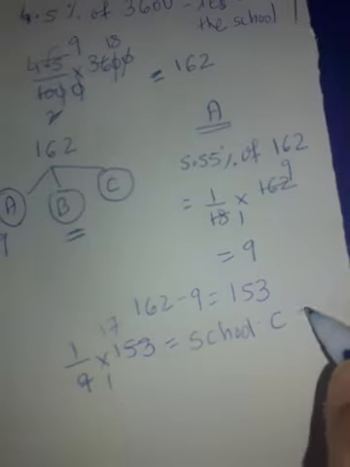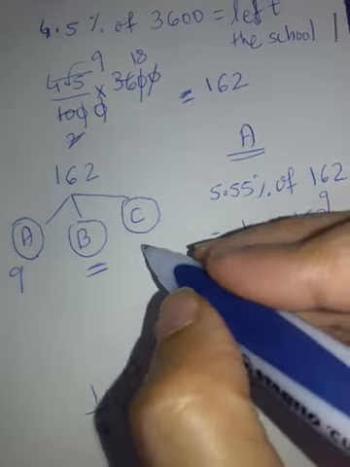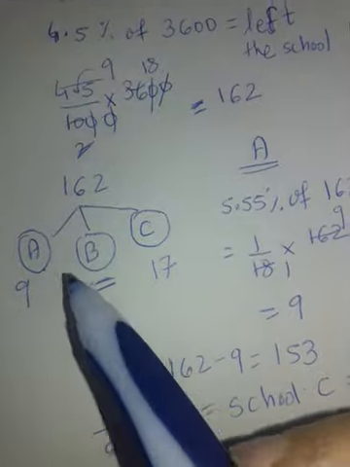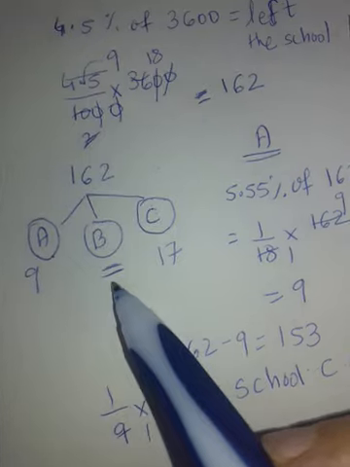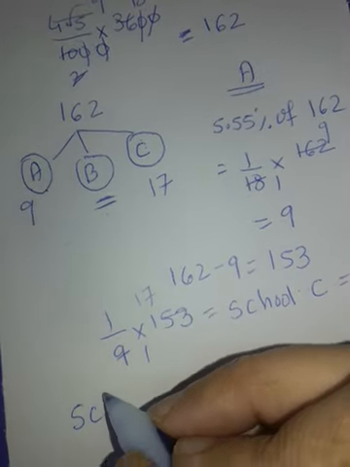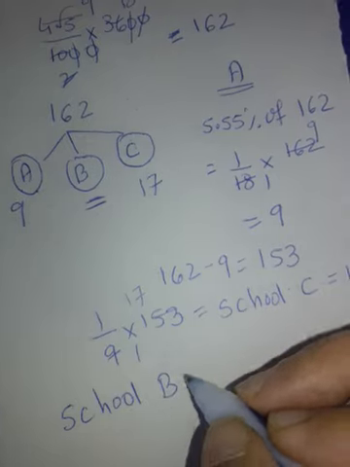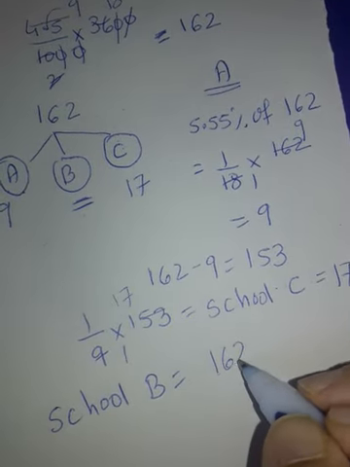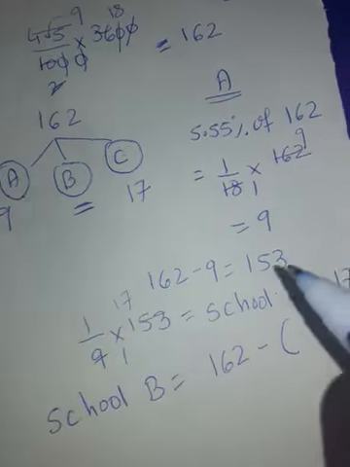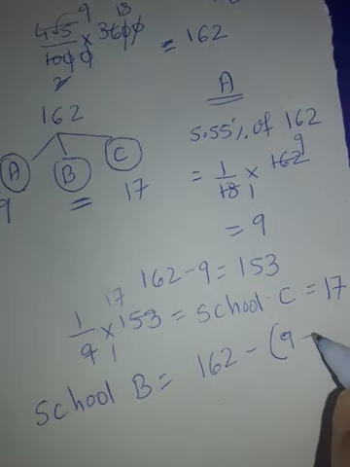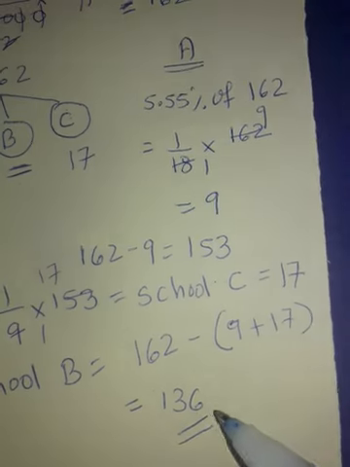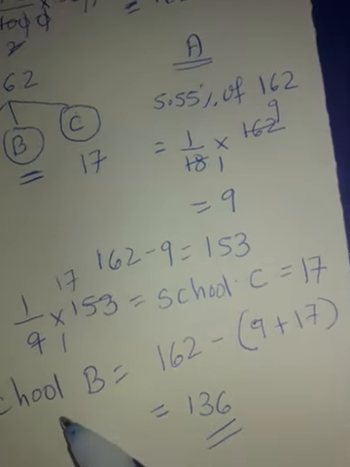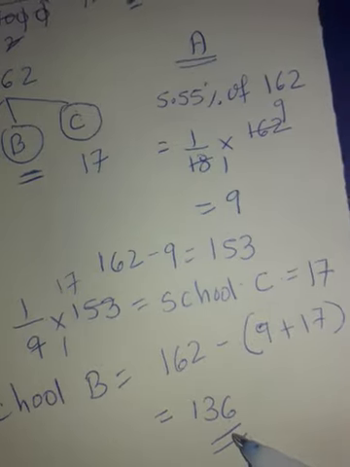This is 17. So school C is 17. I am writing here 17. So now I have the number of students in A and C and I need to find this. It's very easy. School B will be the total, 162, minus this plus this. Find this out. So the answer is 136. The number of students in school B is 136. Let's solve the next example.